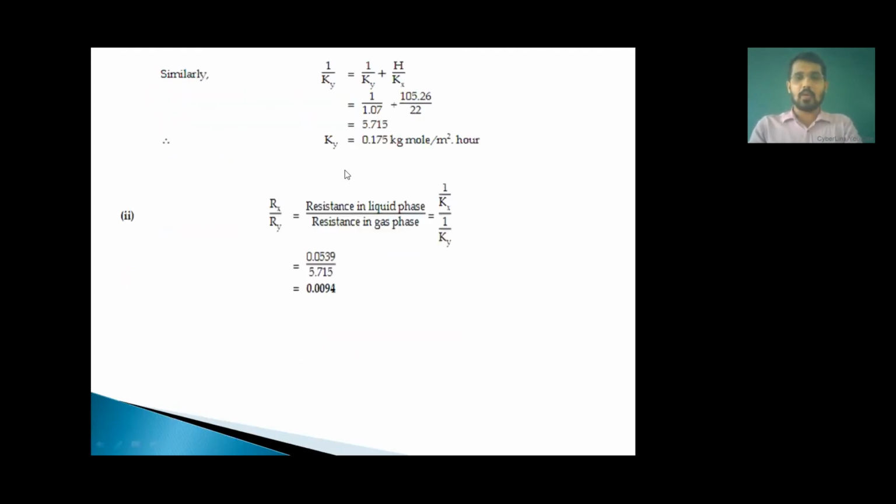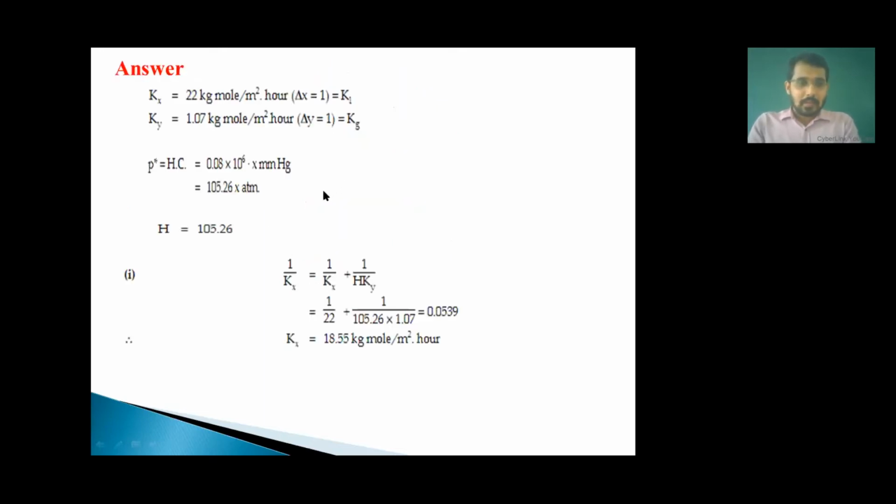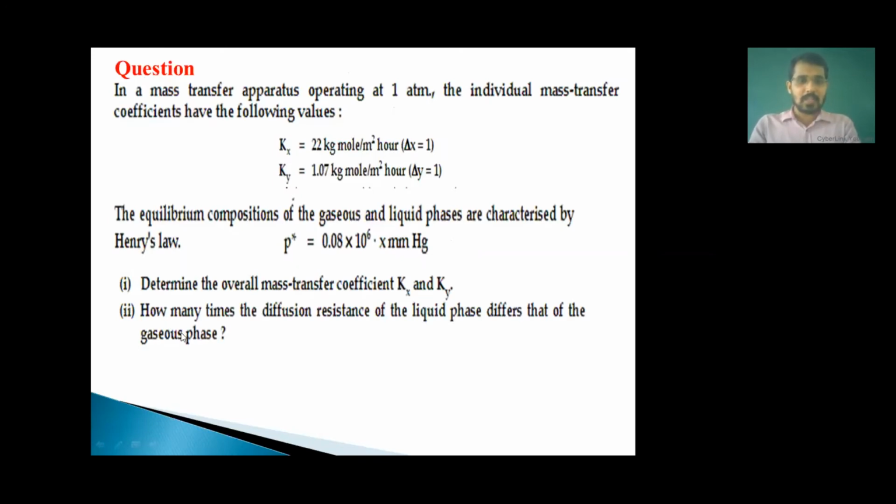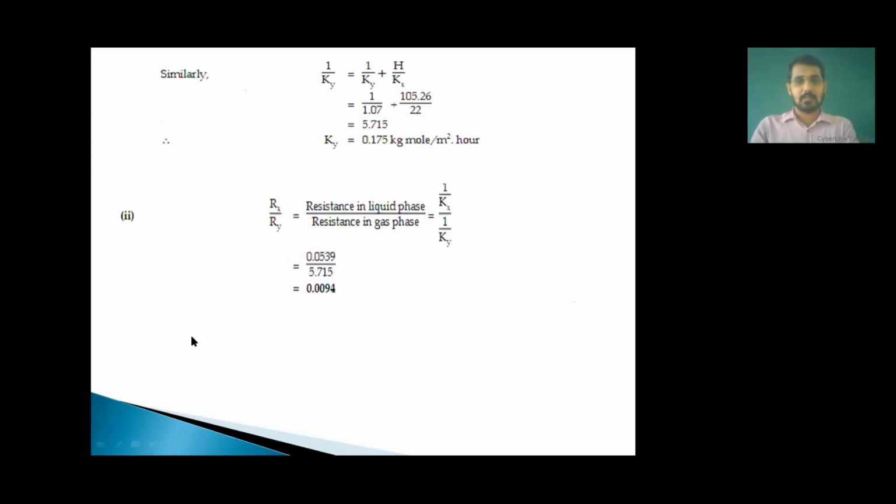This is nothing but the overall mass transfer coefficient in the liquid phase and gaseous phase respectively. Part two: how many times does the diffusion resistance of the liquid phase differ from that of the gaseous phase? You have to find the ratio Rx by Ry, where Rx means resistance in the liquid phase and Ry means resistance in the gaseous phase.